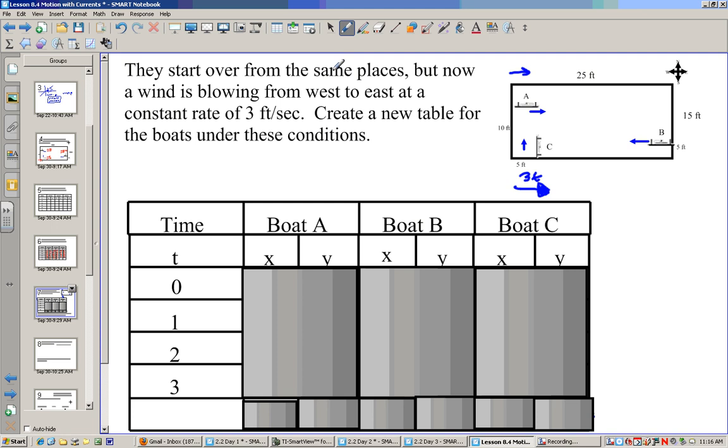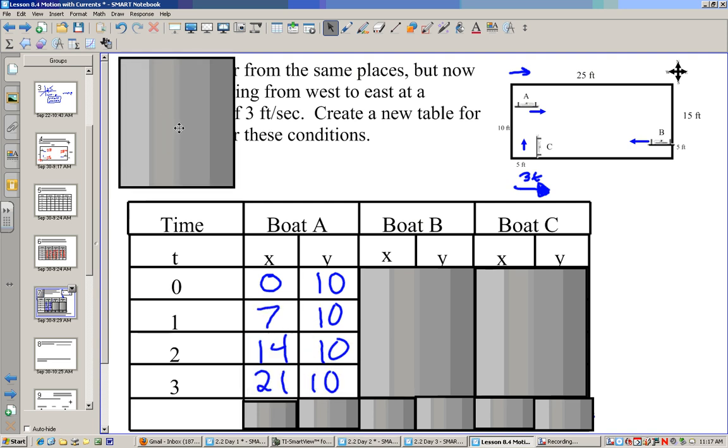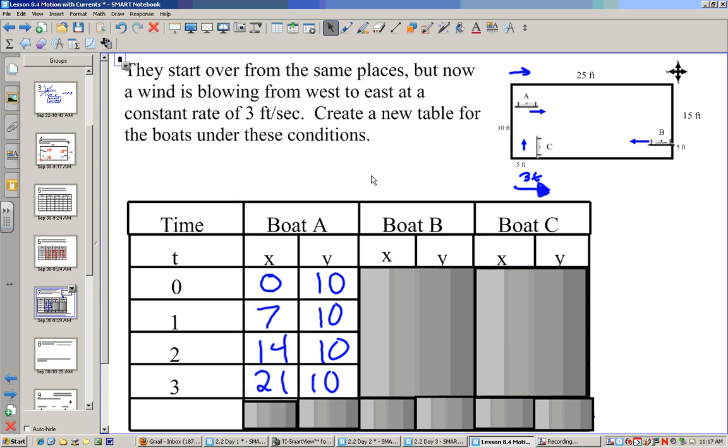Now if we change this so that there's a wind blowing from west to east at a constant rate of 3 feet per second, let's see how this changes it. Boat A is going to start at 0, 10, but after 1 second, it's going to go 3 feet further. So it's going to be at 7, 10. Then it's going to go to 14, 10 and 21, 10 and so on.